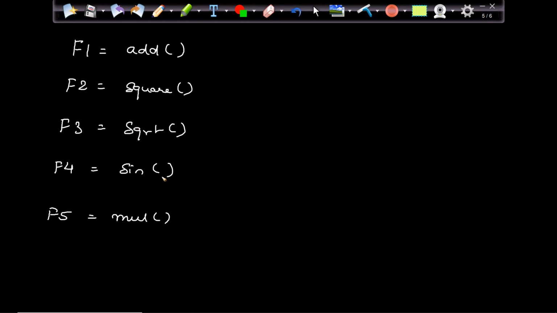But how to go about it? How will I create the neurons for it, or how will the hidden layer look, what is the output, and how will the network look? Let's try to solve it.